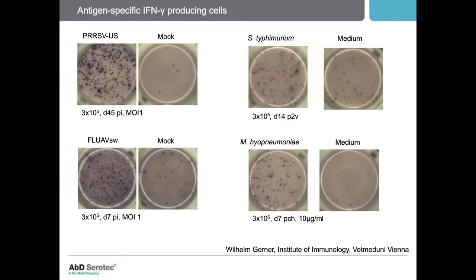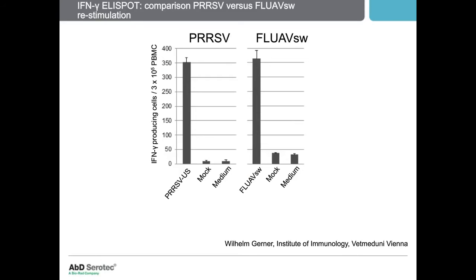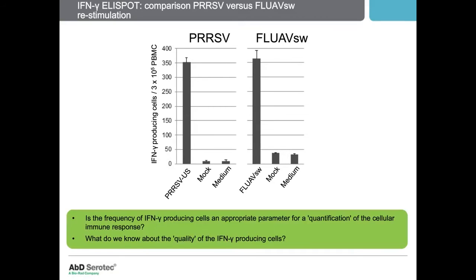We can now compare the number of the Interferon-Gamma producing cells stimulated with the respective antigens in comparison to mock and medium, and PERS compared to flu A showed the same amount of Interferon-Gamma producing cells in 10 to the 5th PBMCs. The next big question is, we have the same amount of antigen-specific cells. The big question is, is the frequency of the Interferon-Gamma producing cells an appropriate parameter for the quantification of the cellular immune response? And second, what do we know about the quality of the Interferon-Gamma producing cells?